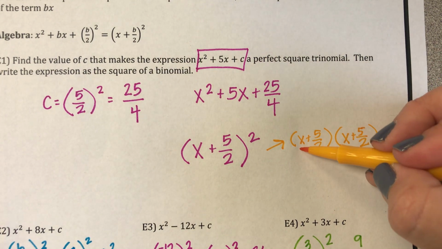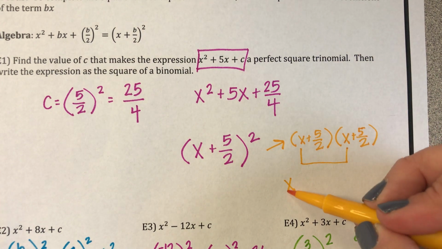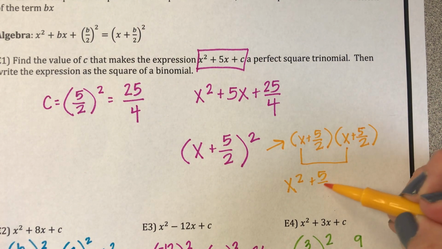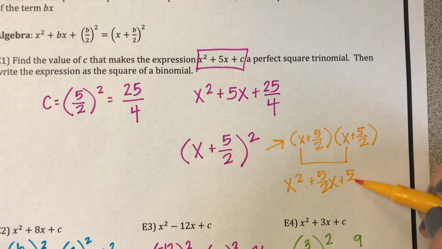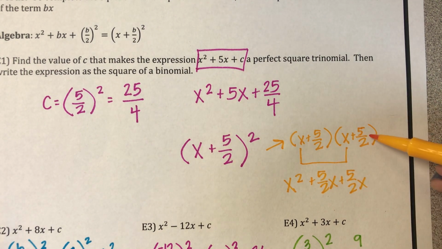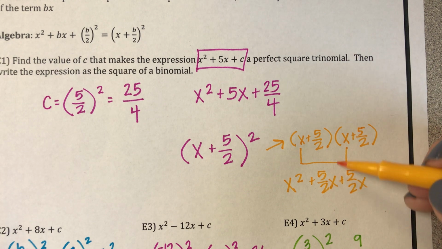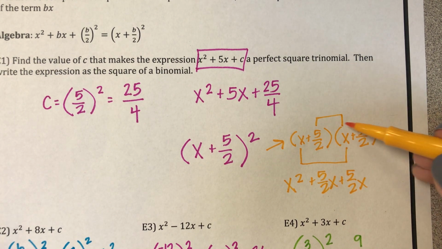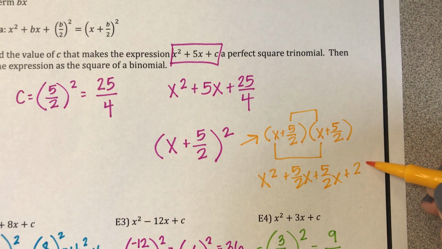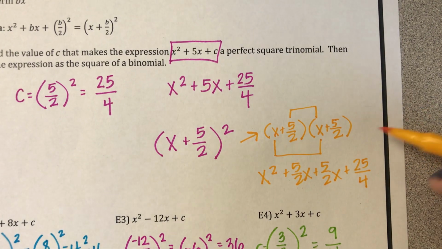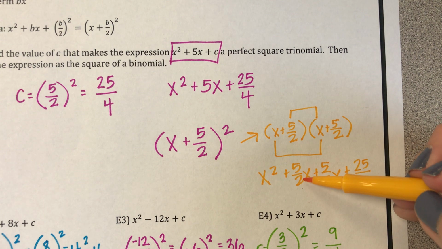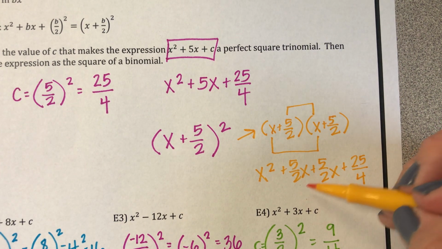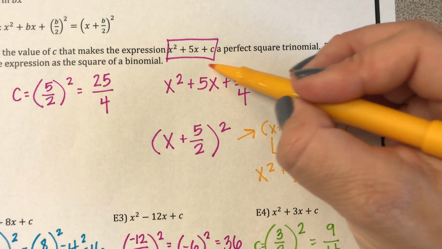So when we did FOIL, because it's two binomials, x times x is x squared. 5 over 2x plus 5 over 2x, right? Because x times 5 over 2 is 5 over 2x, and 5 over 2 times x is 5 over 2x. And then 5 over 2 times 5 over 2 is 25 over 4. So look what happens when you have 5 over 2 plus 5 over 2. That's 10 over 2x. And what's 10 divided by 2? 5.